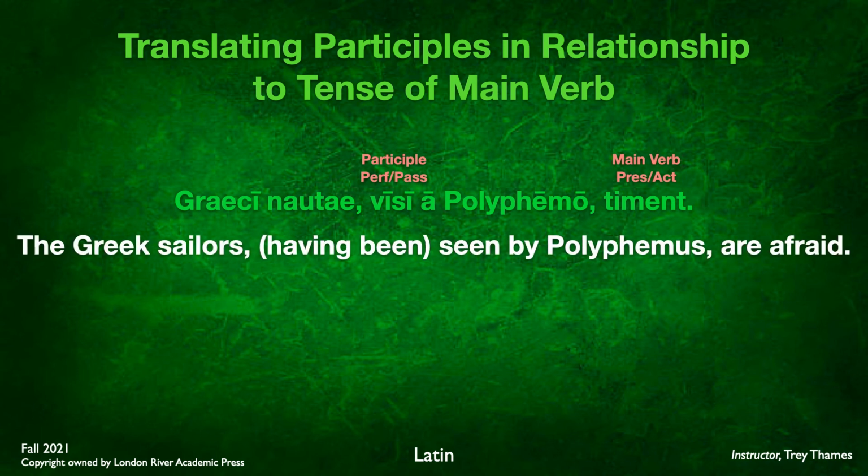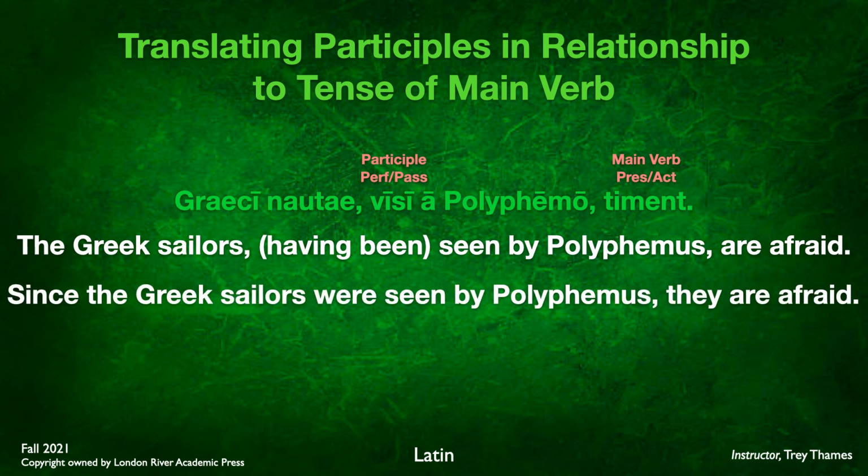Again, the main verb still is in the present tense, present active, timent. So the Greek sailors, seen by Polyphemus, or having been seen by Polyphemus, are afraid. So timent is are afraid, present tense. And then the passive perfect participle is seen by, or having been seen by Polyphemus. But again, that's kind of awkward. The Greek sailors, having been seen by Polyphemus, are afraid. This might be a little bit better. Since the Greek sailors were seen by Polyphemus, they are afraid.